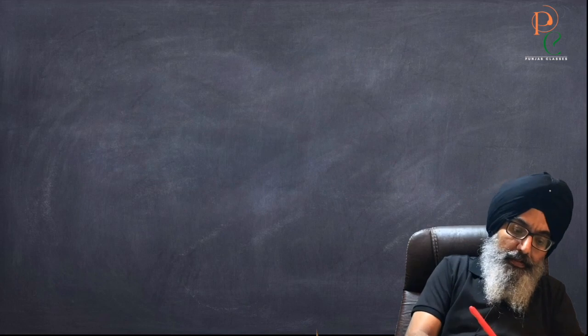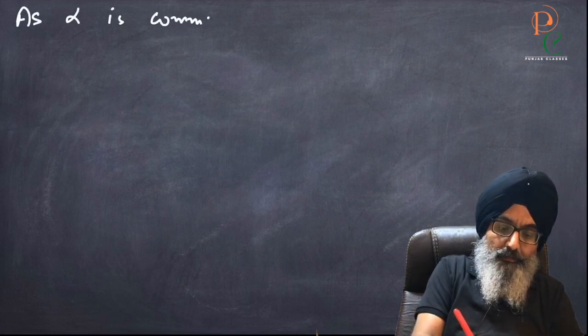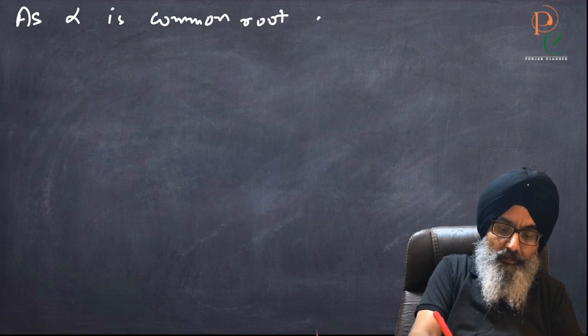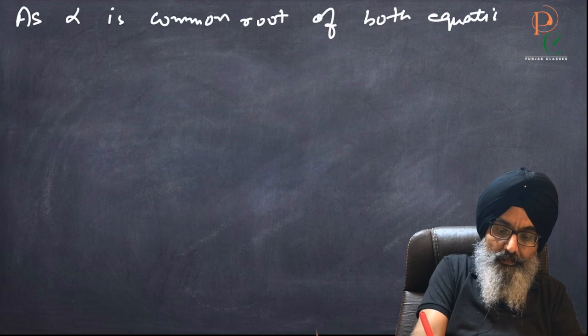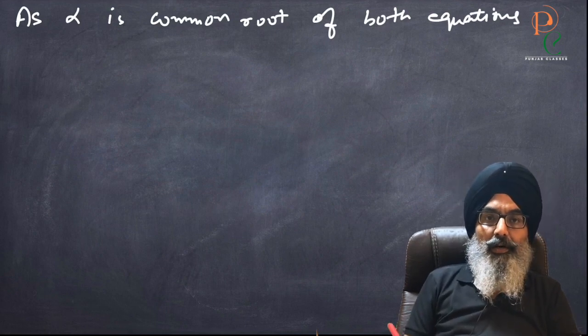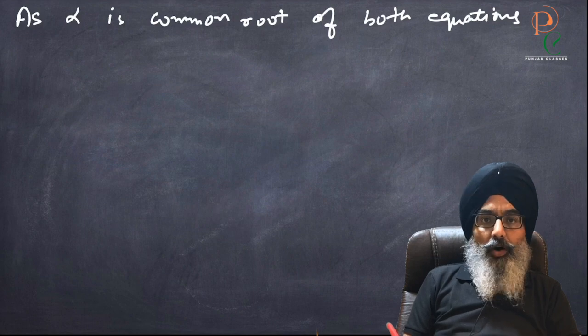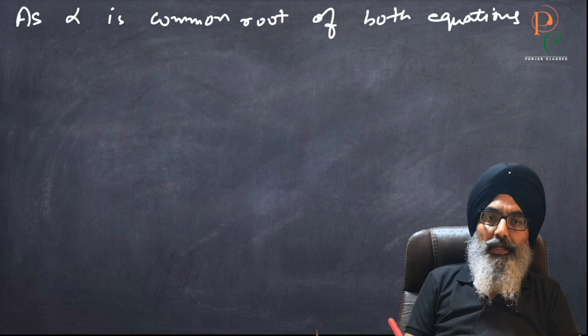As we have said, alpha is common root of both equations. Therefore, it will satisfy both the equations. Whenever we have a root of a quadratic equation, it always satisfies the quadratic equation. So alpha is the root of both the equations, so it will satisfy both the equations.